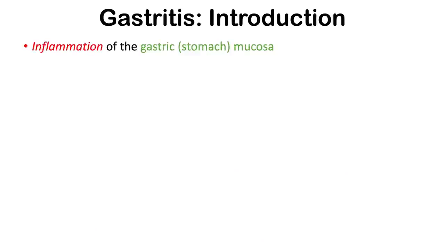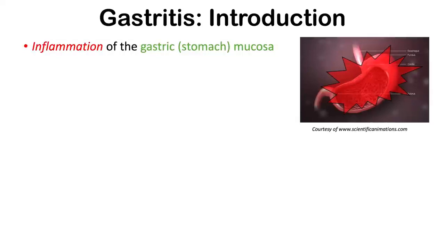Gastritis is an inflammation of the gastric or stomach mucosa. So it's an inflammation of the lining inside the stomach. It's actually in the word gastritis. The prefix gast refers to the stomach and itis refers to inflammation. Now, gastritis may affect part of the stomach or the entire stomach in some cases.